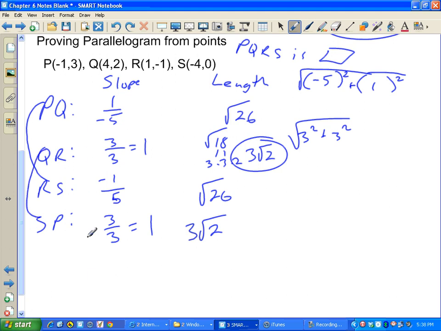No matter which route I decide to choose, if I only did slopes, I can see that opposite sides have the same slope, which means they're parallel: 1, 1, negative 1/5, negative 1/5. I can also see that opposite sides are congruent because they have the same length, so that would be enough. Or I could pick one set of opposite sides and show that they're both parallel and congruent. So these are the steps that you'll be taking to use points to prove that they are the vertices of a parallelogram.